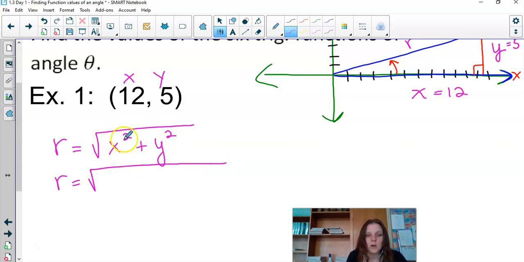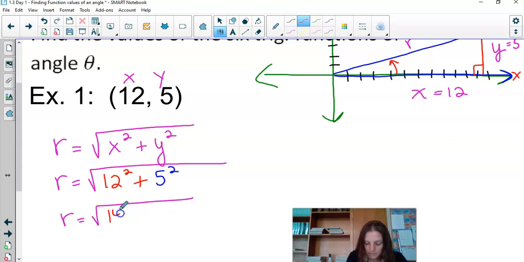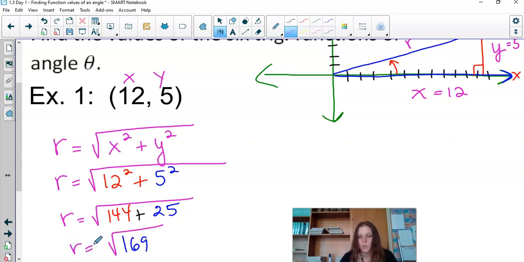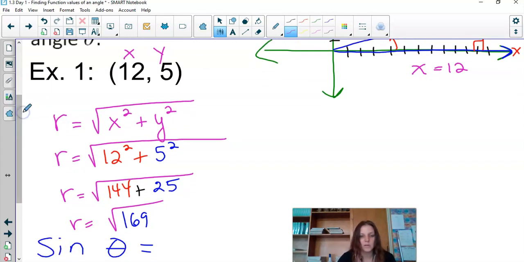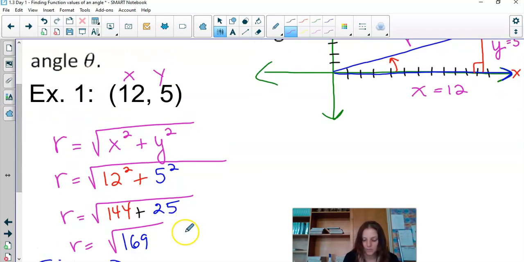So let's plug in what we know. According to this, and according to our picture up here as well, the x is 12. And according to our picture, and according to this side up here and here, the y is 5. Go ahead and do the calculations. Use your calculator if needed. Okay, so I got 144 plus 25, which equals 169. That one is a perfect square. It's not always going to be a perfect square. This one is. If you take the square root of 169, you get r equals 13.